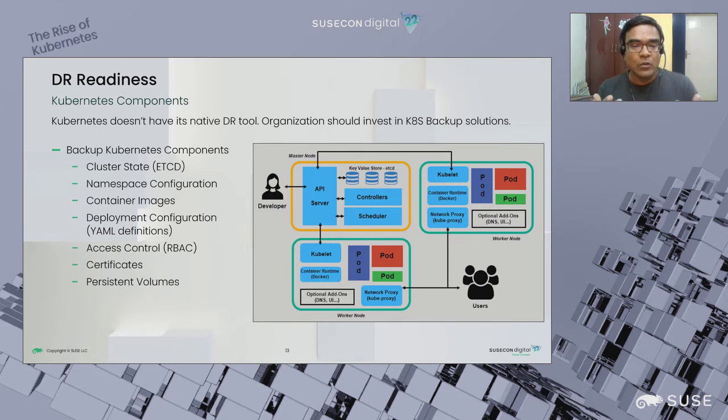So what we need to understand when we look at Kubernetes is, first and very important, Kubernetes is resilient in the way that it is a distributed architecture and helps us to be resilient, but it's not really immune to disaster, which we have already covered in the previous slides. In addition to that, it really doesn't have a native tool for your DR, right? So we really need to invest in backup solutions. What are the components that we need to really have backups of?